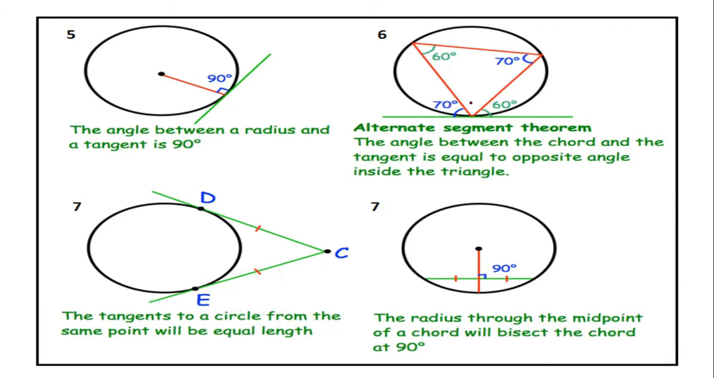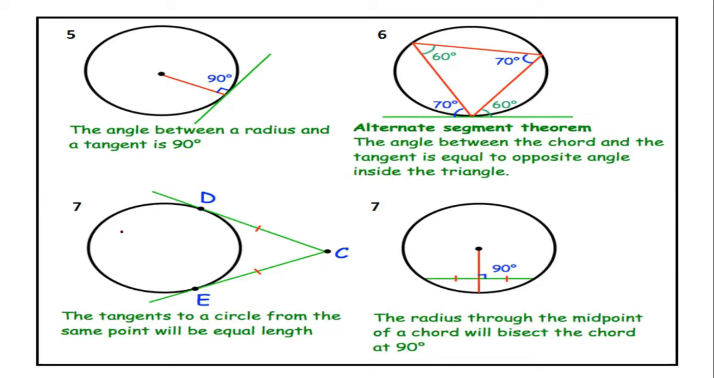Okay, let's also look at number 6. This one they are saying the outside angle, which is the angle between a chord and a tangent, is the same as the one which is opposite inside the triangle. So this one and this one, that one and this one are the same. So all these things are going to be applied as we deal with the other things inside.